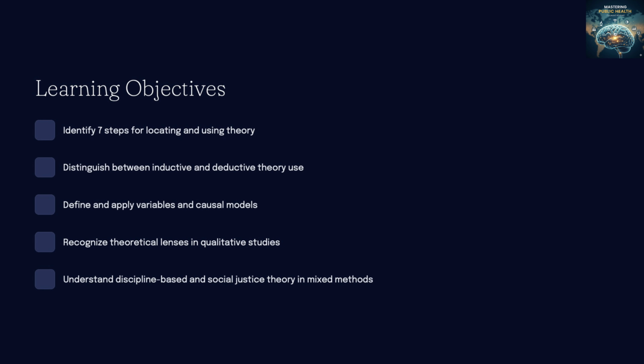Learning objectives. By the end of this video, you'll be able to identify the 7 steps to locating and using theory in a research proposal. Explain how theory is used differently in deductive versus inductive approaches. Understand variables and causal models in quantitative research. Distinguish between theoretical lenses and theory building in qualitative research. Recognize how discipline-based and social justice theories guide mixed methods studies.